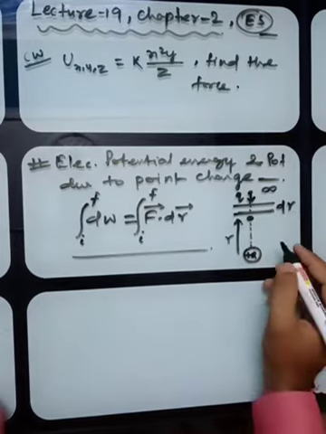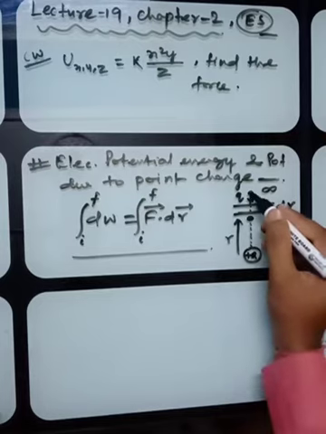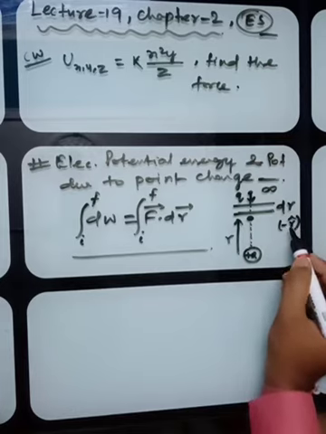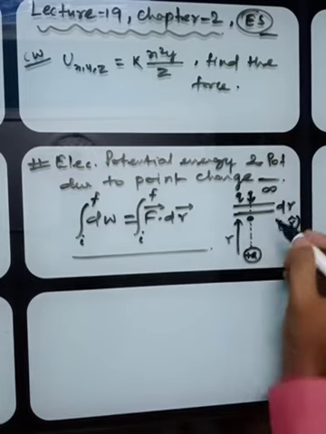My dear students, here the charge is positive Q. You are moving this positive charge in this direction, that's why you take the elementary distance dr with a minus sign, since this is our positive direction and we are moving in the opposite direction. But the force on this charge will be in the upward direction, so the force is F r cap, positive, and dW we write as F r cap dot dr minus r cap. With proper limits we will get the mathematical expression.